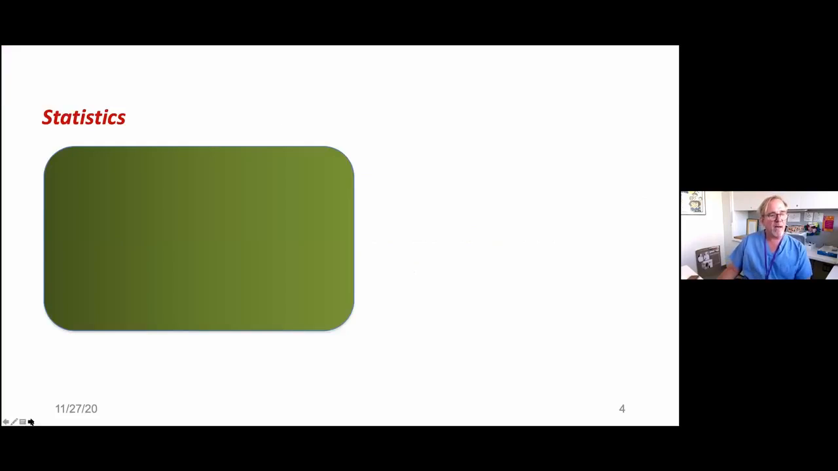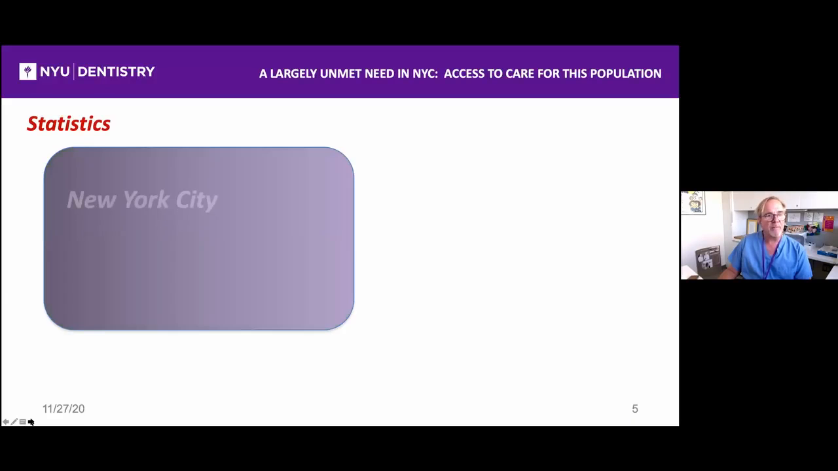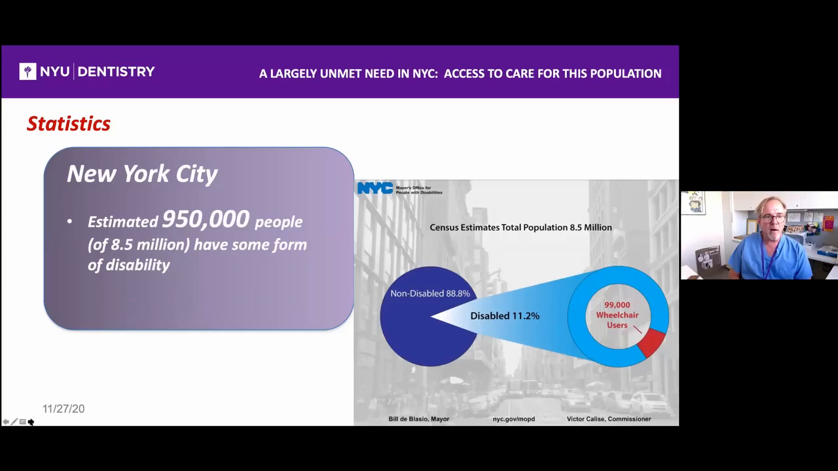So here's some statistics for you. In the US population, there's an estimated 48.9 million people of 325 million, or 19.4%, who have some form of disability. 24.1 million of those have a severe disability. So the number is pretty staggering. In New York City alone, where the school is located, there's an estimated 950,000 people of our 8.5 million that have some form of disability. And as you can see from the slide on the right, there are 99,000 people that use wheelchairs in New York City.